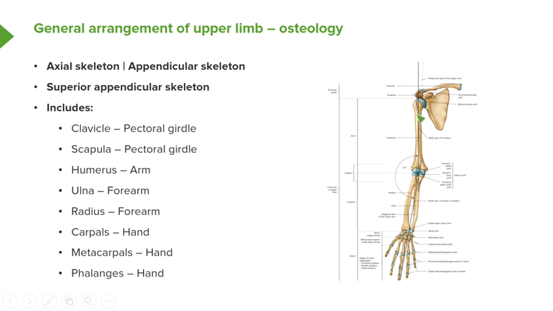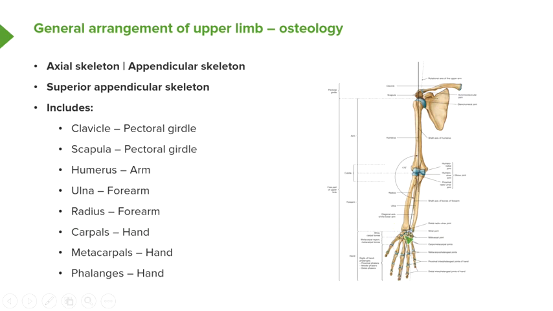We can then see we've got this long bone here, which is the humerus. The humerus is articulating with the glenoid cavity of the scapula, forming the glenohumeral or the shoulder joint. And then we have this long humerus that articulates with both the radius and the ulna to form the elbow joint. We can then see we have two long bones in the forearm, the radius and the ulna, the radius being lateral and the ulna is medial.